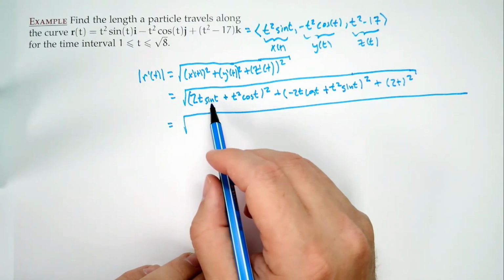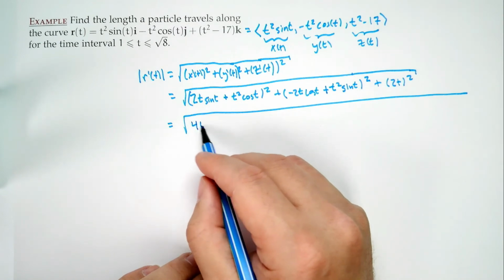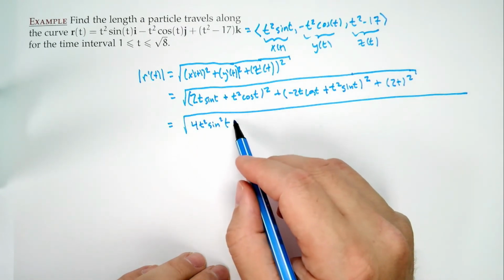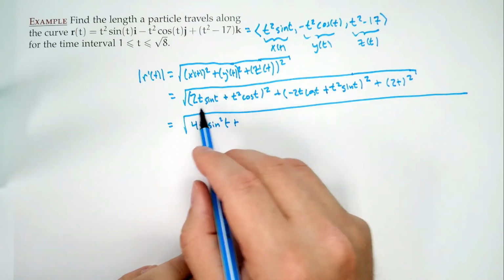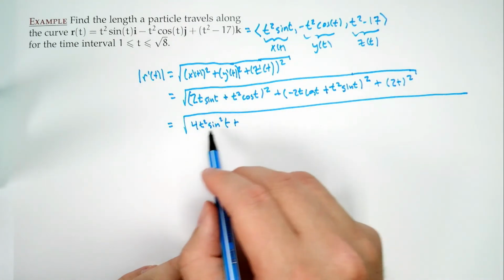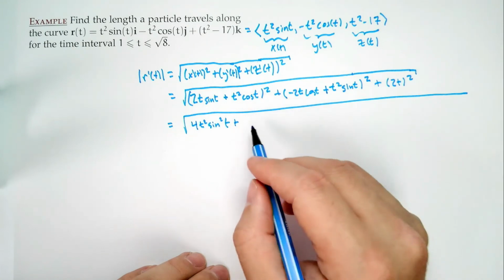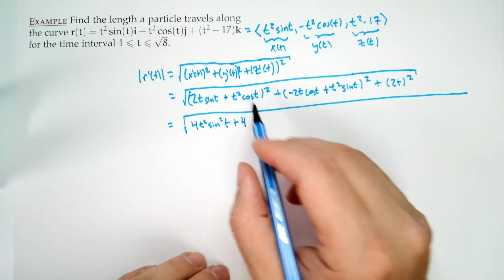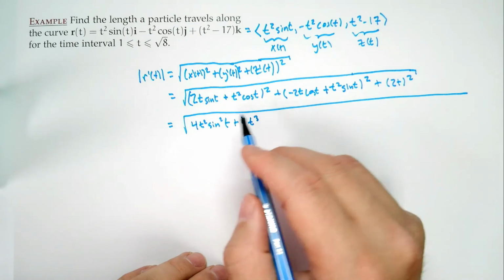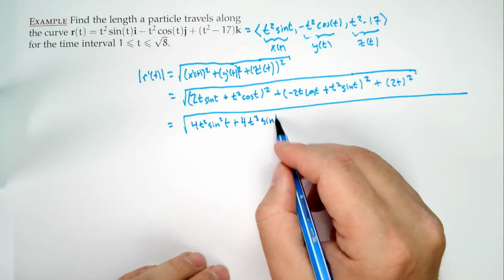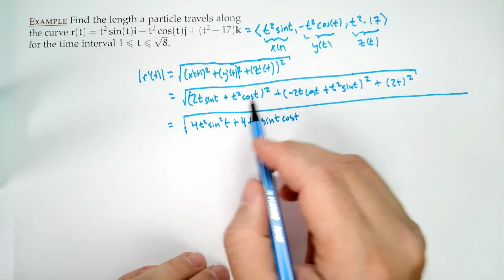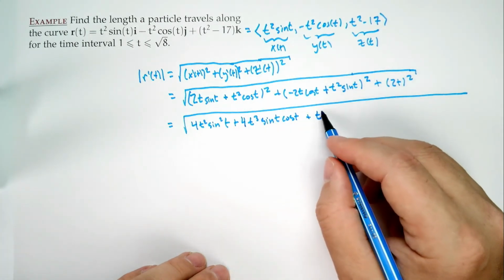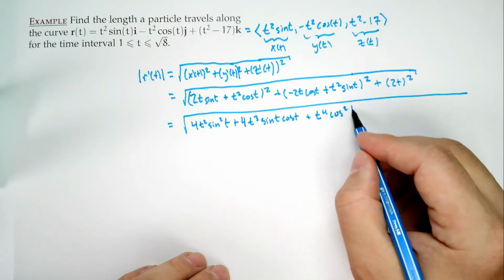4t squared sine squared t. Plus, now the cross terms. So there will be, this was your a squared, 2ab. So 4, because it's 2 times 2, and t squared makes t cubed, and then sine t, cosine t, plus that squared, t to the 4th, cosine squared t.